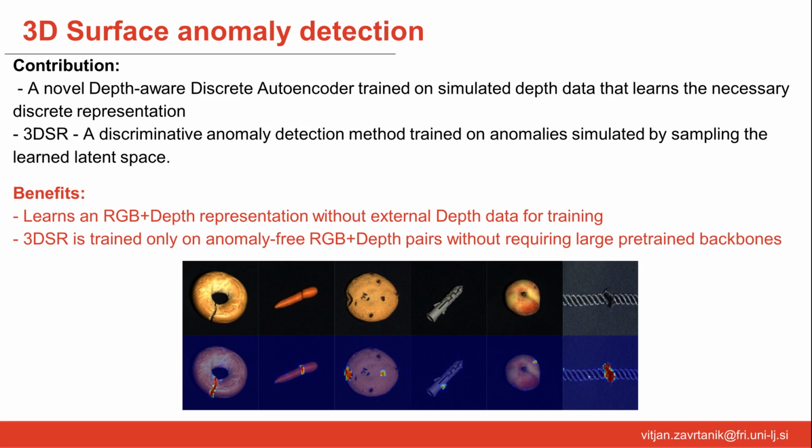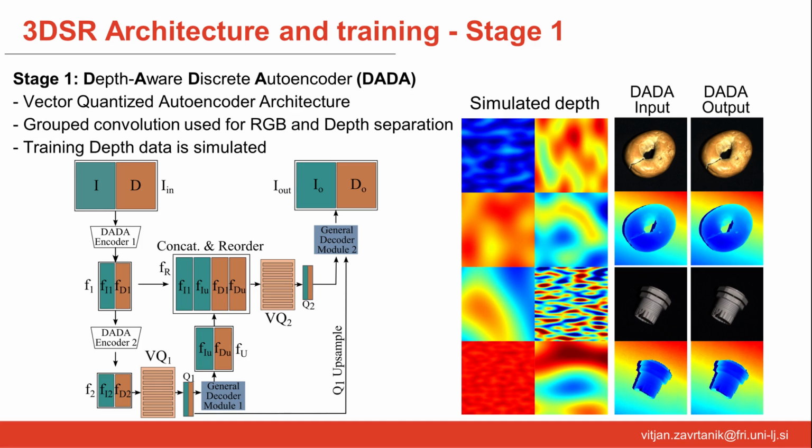The 3DSR method is trained only on anomaly-free RGB and depth pairs without requiring a large pre-trained backbone. The training of 3DSR is performed in two stages. First, the Depth-Aware Discrete Autoencoder is trained. Its architecture is based on the vector quantized autoencoder. However, in order to separate the parameters of the RGB and depth representation, grouped convolution is used both in the encoder and the decoder. The autoencoder is then trained on pairs of ImageNet RGB images and simulated depth images. The trained autoencoder outputs high-fidelity reconstructions of the input RGB and depth pairs.